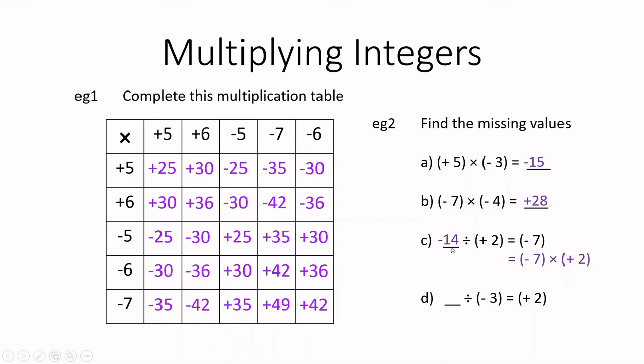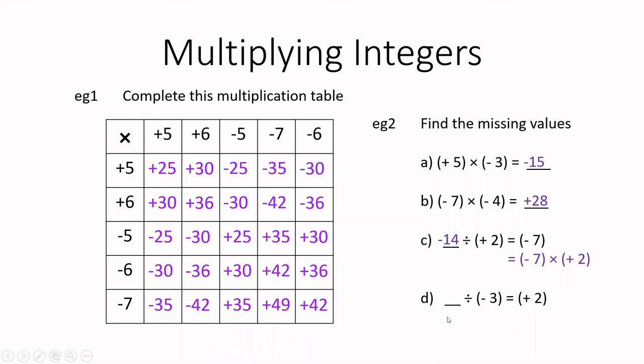Check that answer. Does negative 14 divided by positive 2 give us negative 7? A negative divided by a positive, the signs are opposite, should give us a negative answer, and 14 divided by 2 does give us 7.